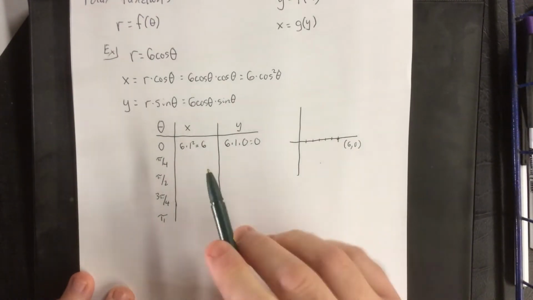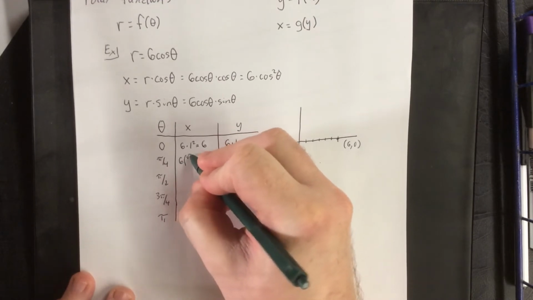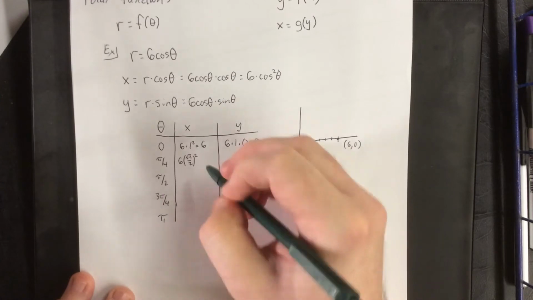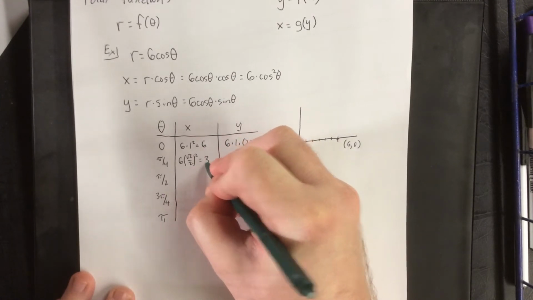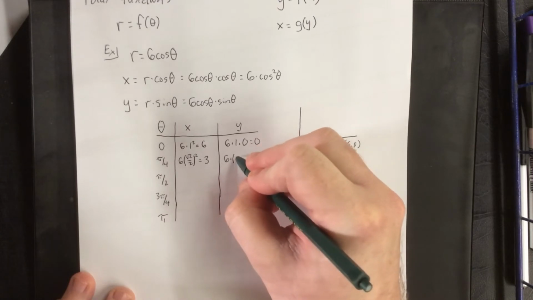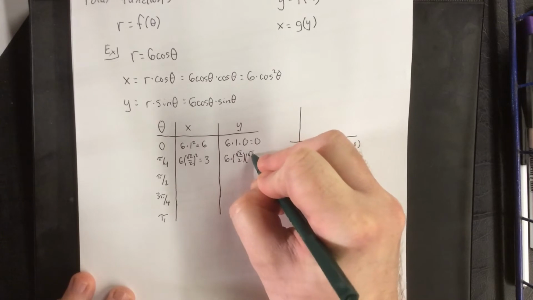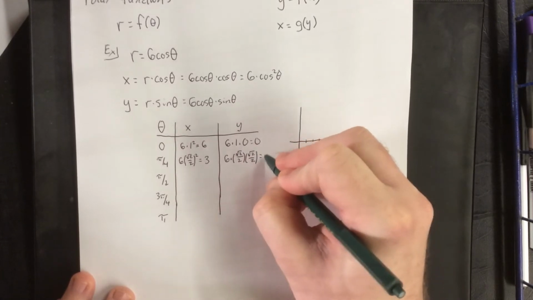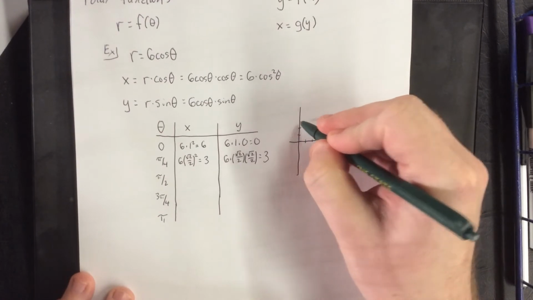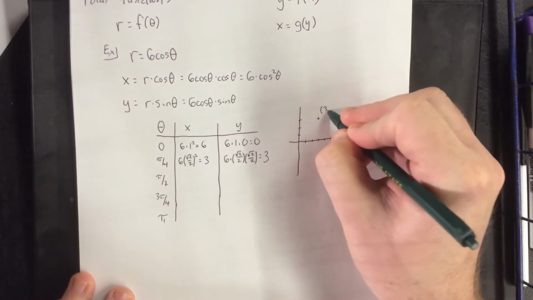Then, as theta starts to increase at pi over 4, this would be 6 times the cosine of pi over 4, which is root 2 over 2, squared. If you simplify this completely, you're going to wind up getting 3. For the y-coordinate, this would be 6 times cosine of pi over 4, which is root 2 over 2, times the sine of pi over 4, which is root 2 over 2. And again, if you simplify this as much as possible, you will get 3. So a second ordered pair on here would be up here at 3, 3.